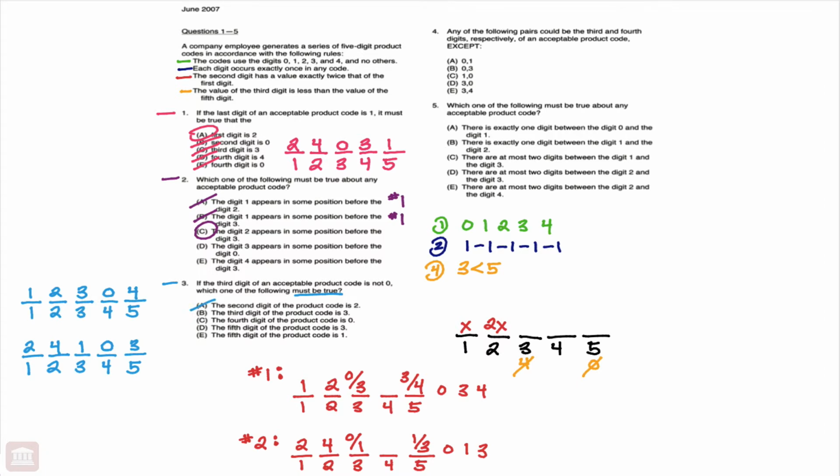B, the third digit of the product code is 3. Again, in scenario 1, that's true, but in scenario 2, it's 1. So B doesn't have to be true, and B is out. C, the fourth digit of the product code is 0, and you notice in both of our scenarios here, 0 is the fourth digit, so C must be true, and C would be the correct answer.